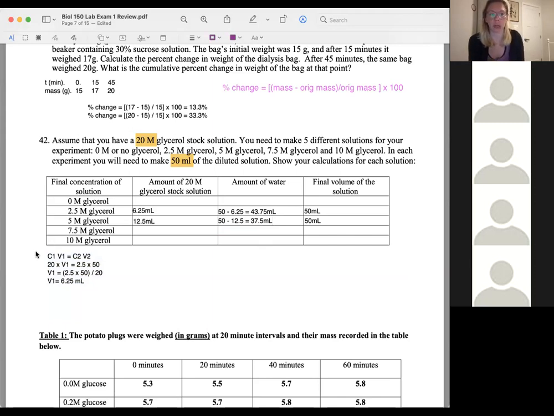And once you understand where to put these values that are given to you, it's really easy to just get all these calculations done and fill out a chart like this.